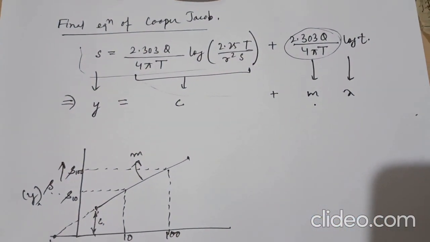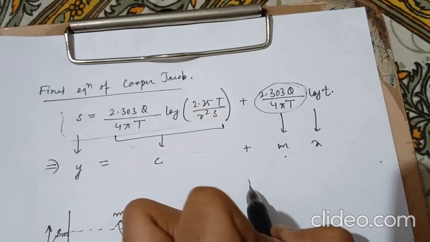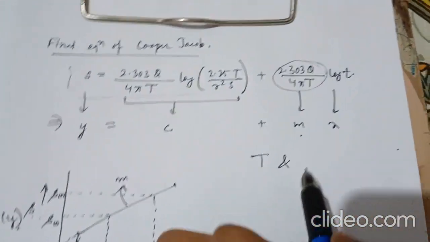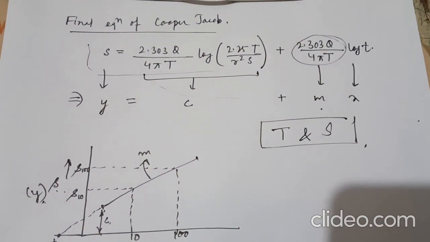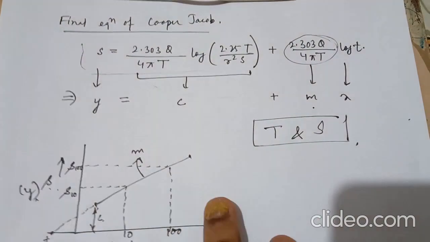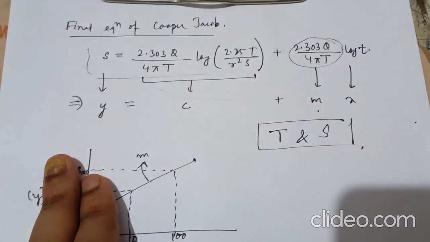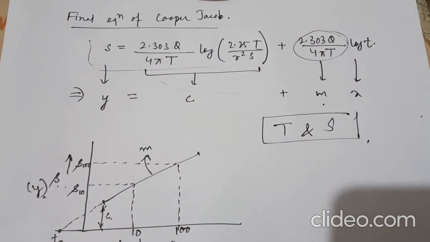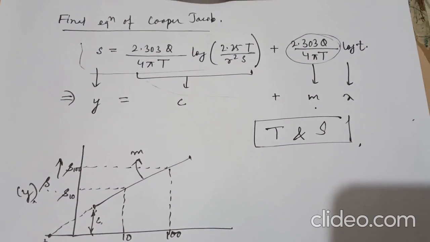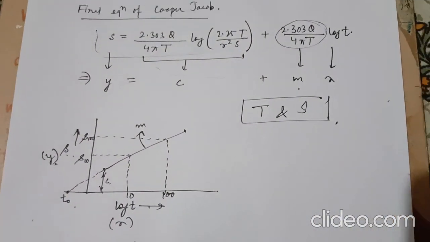Okay, so now we have to find two things. One is transmissivity and another is storage coefficient from this equation. We can find it from the Theis equation also, but this is simpler. That's why Cooper and Jacob brought this equation and this graph, to calculate the transmissivity and storage coefficient properly and easily. Okay, so what can we do?